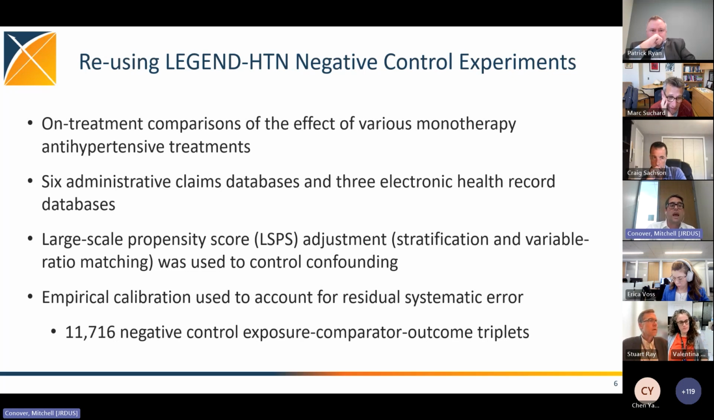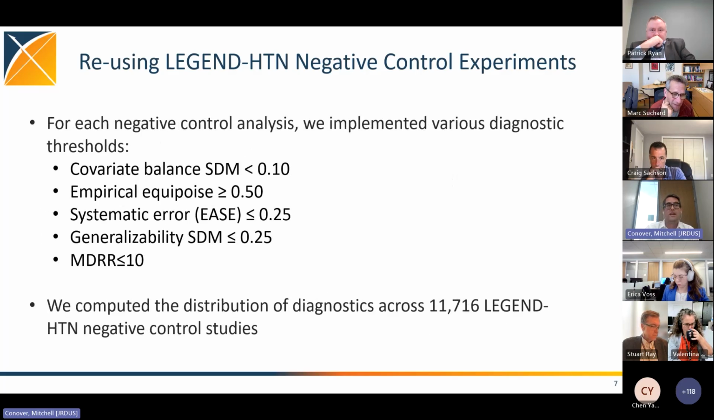And most importantly, we had a large set of negative control experiments where we theoretically know the results should be a null finding. And we use that negative control distribution to conduct empirical calibration and account for residual systematic error. And that negative control distribution can also be used to measure systematic error. So imagine we have these 11,000 negative control analyses from LEGEND.